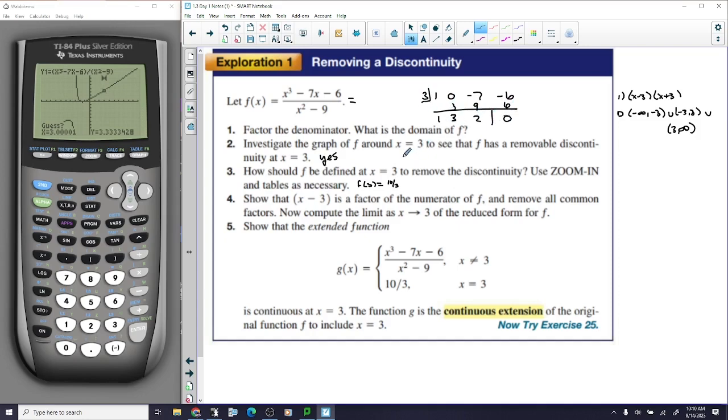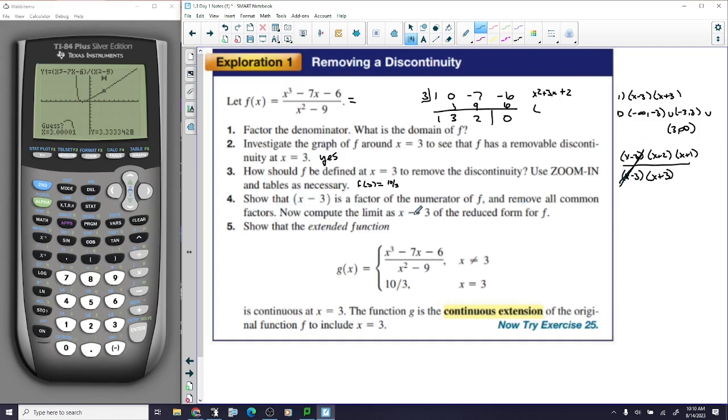And what we have left is x squared plus 3x plus 2. Now that factors into, so let's see, the top factors into that x minus 3 that we looked at right there. And then this factors into x plus 2, x plus 1. And that's going to be over, if we factor the denominator, x minus 3 and x plus 3. Now look, those cancel. Now what they're asking us, show that it's a factor. We did that. And remove all common factors. We did that.